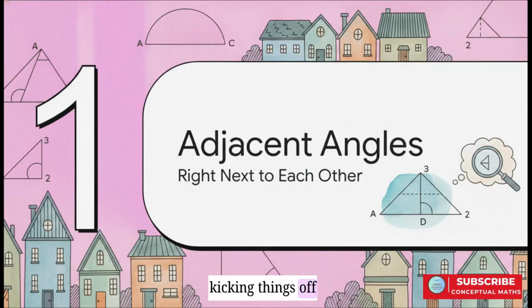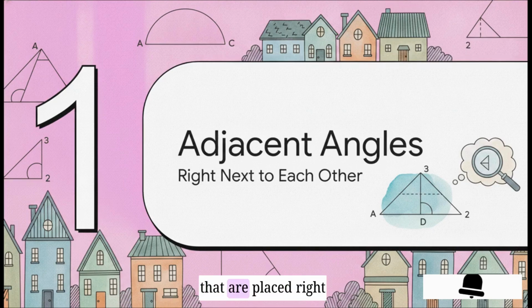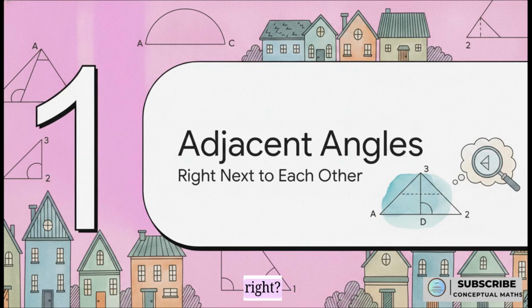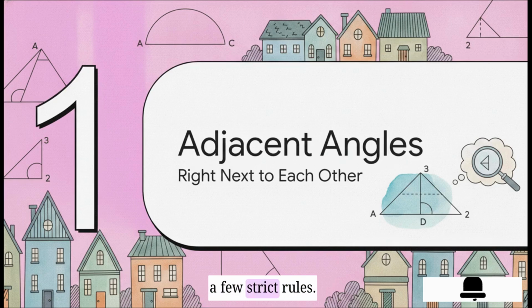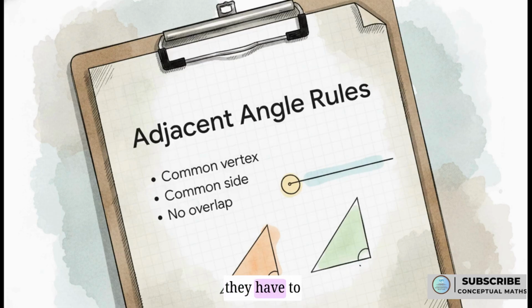All right, kicking things off with Section 1, adjacent angles, or as I like to think of them, angles that are placed right next to each other. In everyday life, the word adjacent just means next door, right? Like neighbors. But in math, being a neighbor comes with a few strict rules. So for two angles to actually be considered adjacent, they have to check off three specific mathematical boxes.